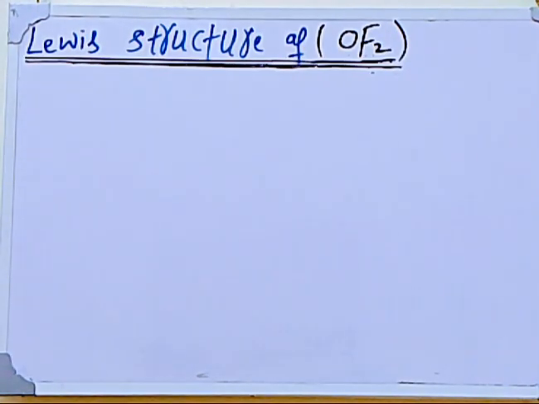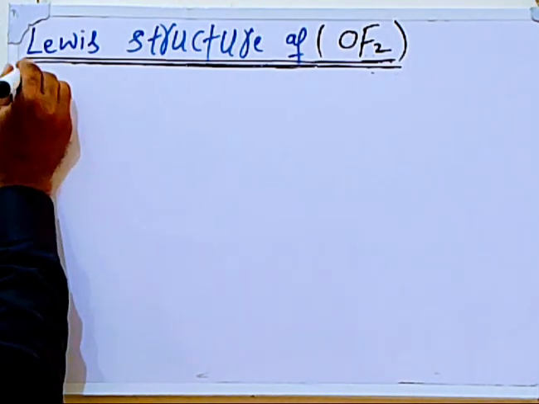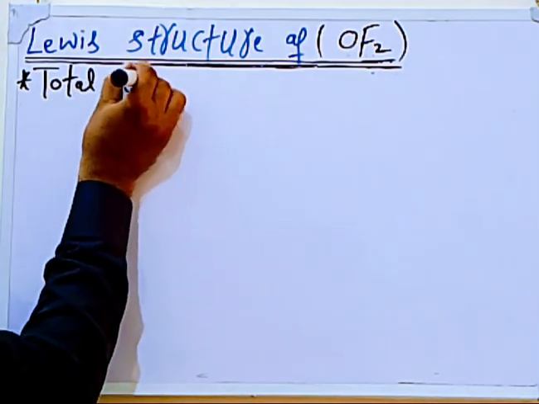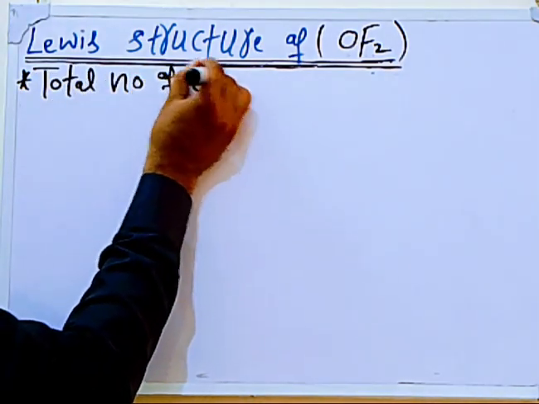Students, in this video, we are going to draw the Lewis structure of OF2, oxygen difluoride. Students, first of all, we have to calculate the total number of electrons.